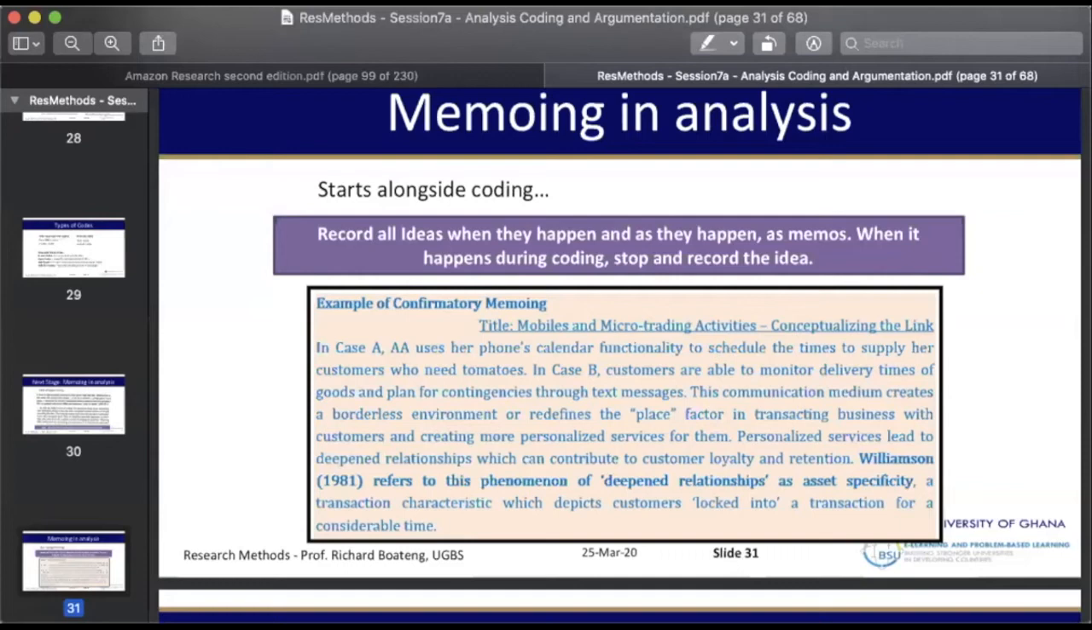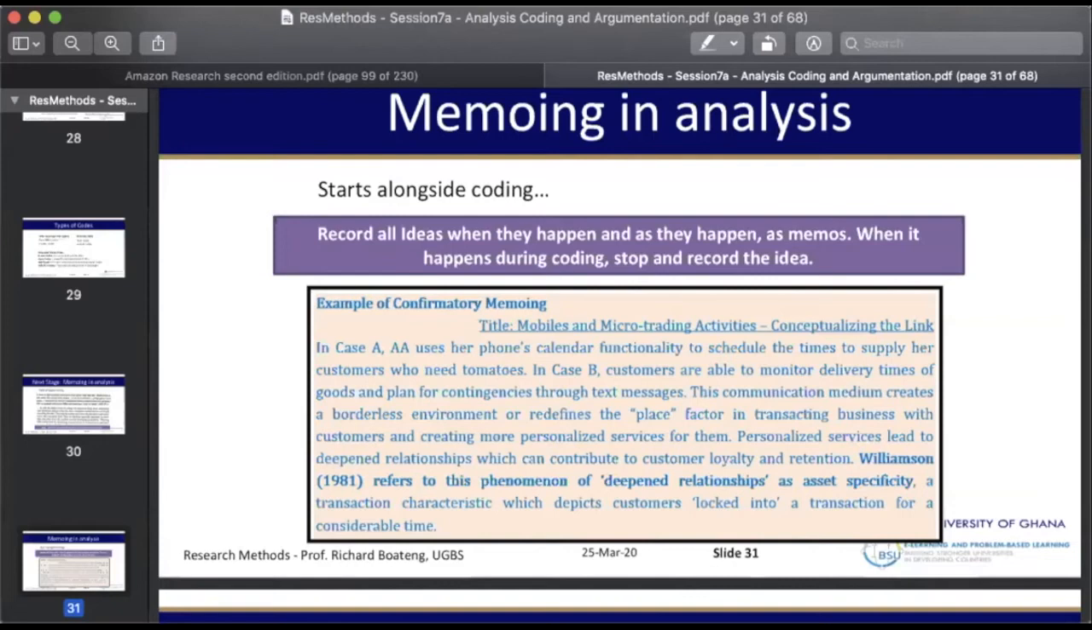Now, when you redefine the place factor, customers are able to monitor the delivery of produce, the delivery of some of the goods, so that they can schedule it so that it can come to them. What are we trying to talk about here? We are trying to talk about the fact that I am now personalizing the services for the customers. So in effect, it shows that this communication medium creates a borderless environment or redefines the place factor in transacting business with customers and getting more personalized services for them. Now, personalized services lead to deepened relationships, which can contribute to customer loyalty and retention. So you see what the inference is making. When you have personalized services, it can lead to deepened relationships, which can contribute to customer loyalty and retention.